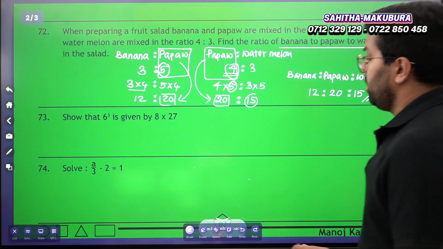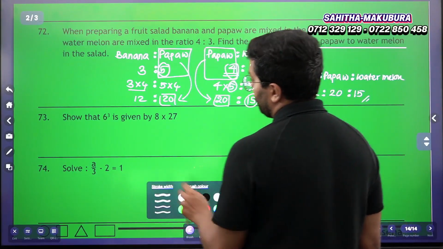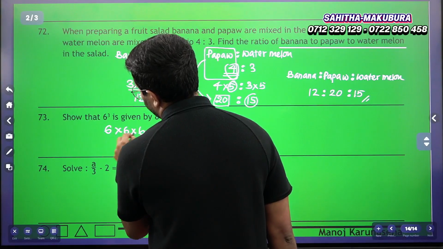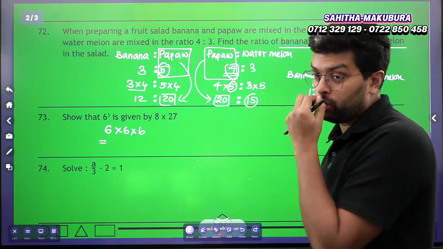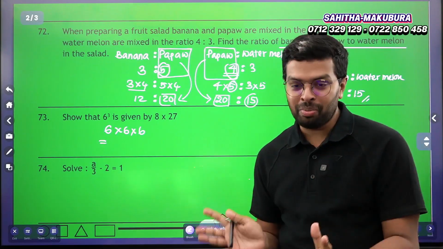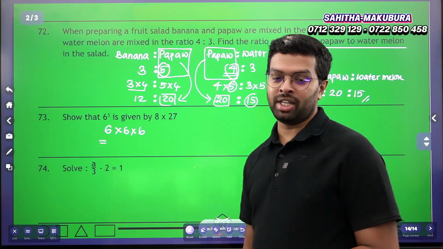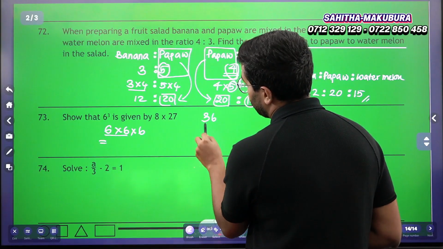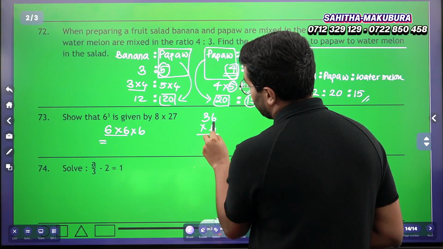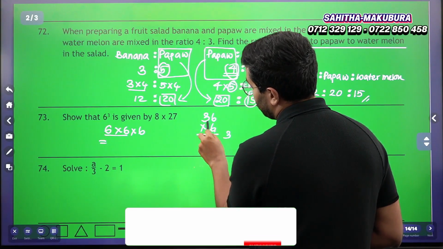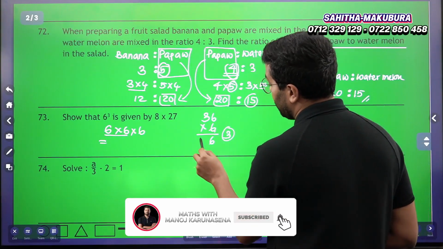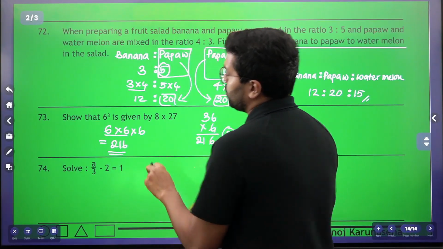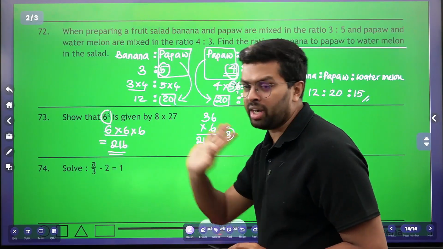Right. So what is 6 to the power 3? It equals 6 into 6 into 6. 6 times 6 is 36. Let's multiply 36 again by 6. 6 times 6 is 36, and we have 3 left. 6 times 3 is 18, 18 plus 3 is 21. 216. So 6 to the power 3 equals 216.